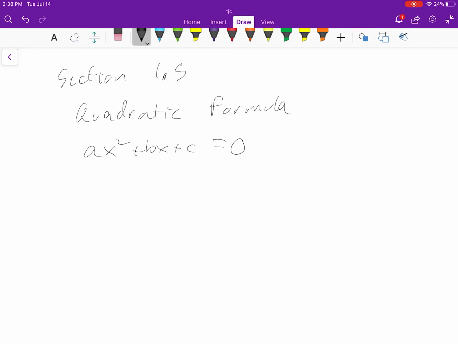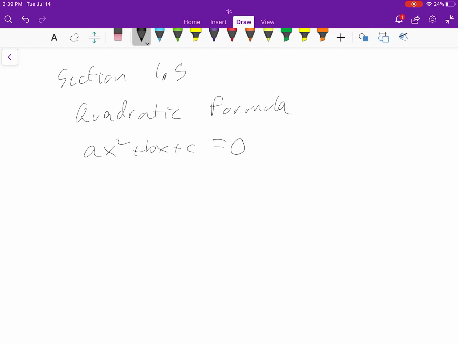But the process, I kind of like the process, but a lot of people don't like it, and it's like, wow, this is brutal, this is hard. So they decided to come up with the formula. Well, how they did the formula is they completed the square on this generic quadratic equation, ax squared plus bx plus c. So I'm going to just complete the square on this to get our formula.